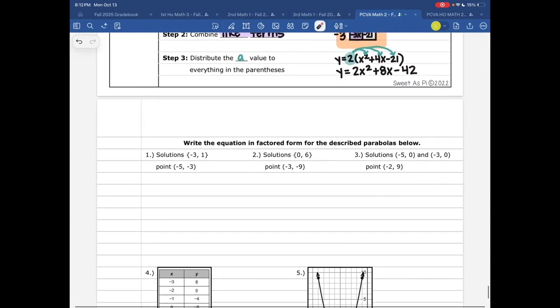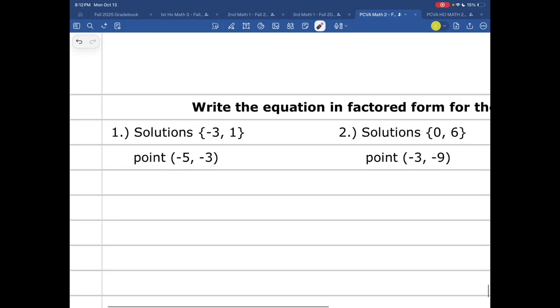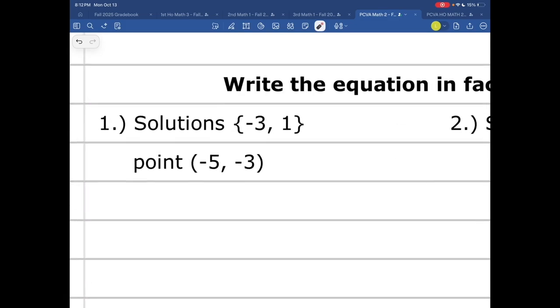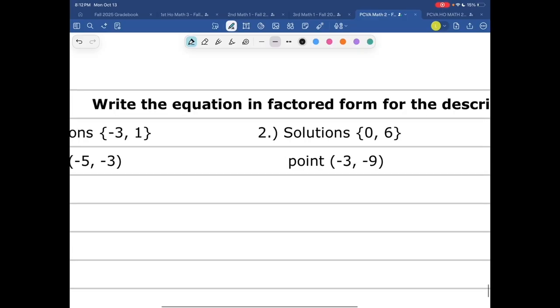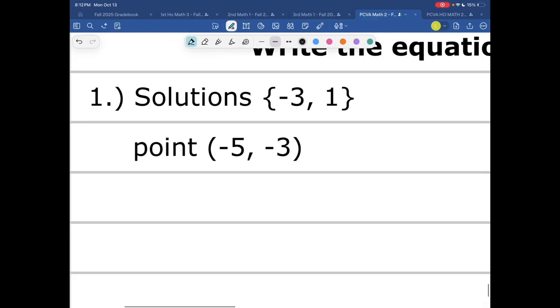So we're going to do some more examples here, and we're going to be looking at, they're giving us the solutions and they're giving us a point, and they want us to write it in factored form. So we're going to do what we did before.